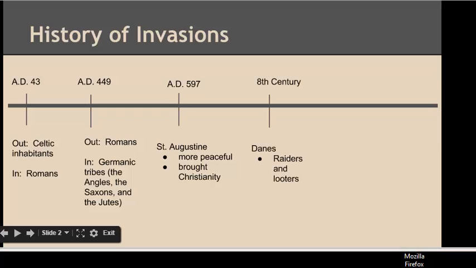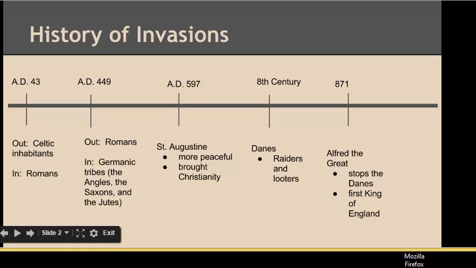Next, in the 8th century, came the Danes. The Danes were not nearly as peaceful as St. Augustine. In fact, they were raiders and looters, so they would raid the peasants in the farmland. They would loot monasteries. This was not a pleasant group of invaders coming in.